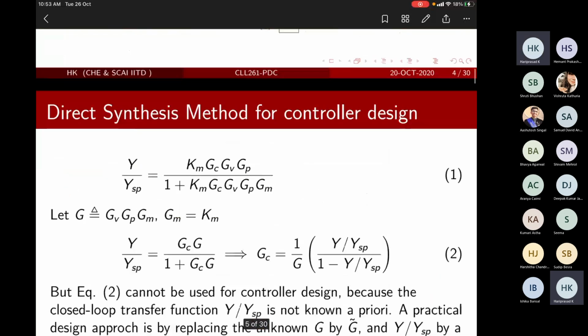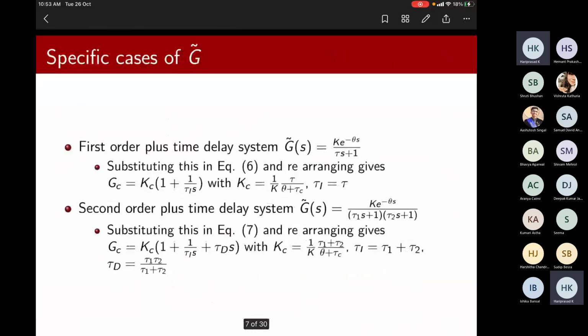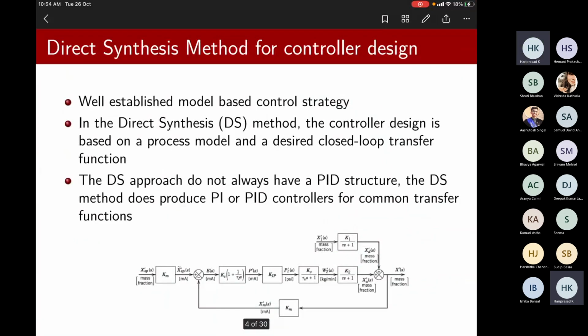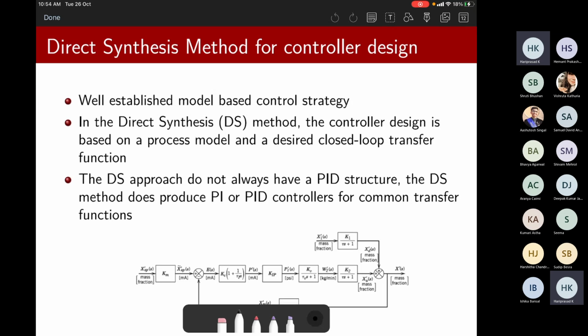Now maybe I will quickly, I think I have 7 minutes, talk a little bit on how to design the controller to achieve one of the performance criteria, basically how to tune the controller. One very well established way is something known as direct synthesis. As it means, it is very direct. That's why somebody has put a very nice name.